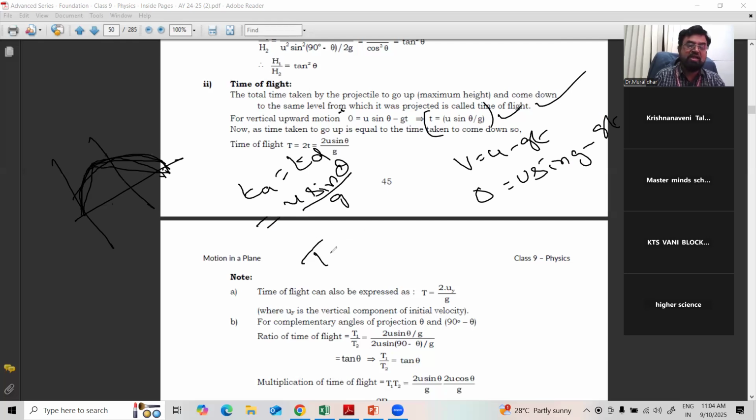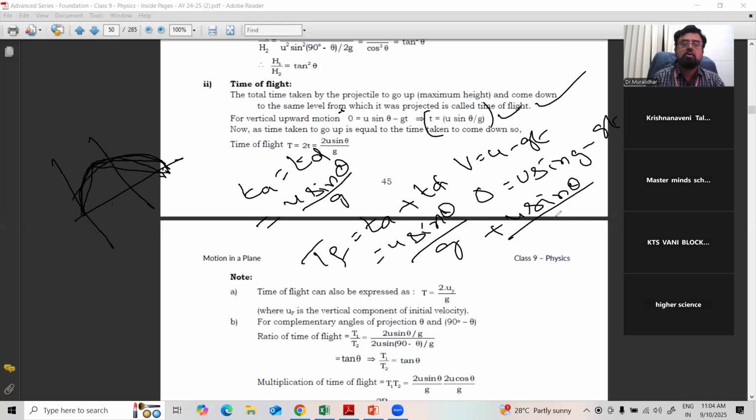But what is time of flight? TA plus TD, time of ascent and time of descent. That is U sin theta by G plus U sin theta by G. Both we have to add. Then we get 2U sin theta by G as the time of flight.